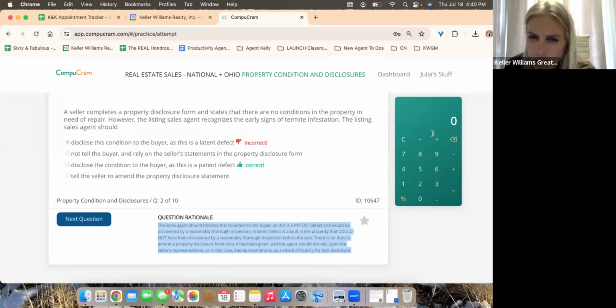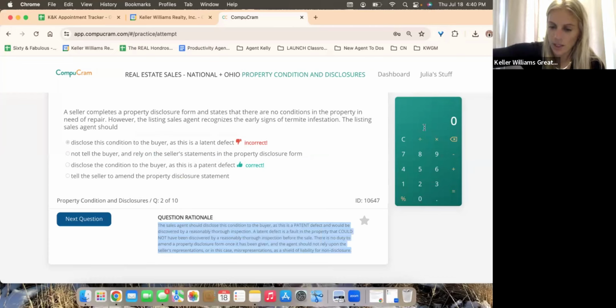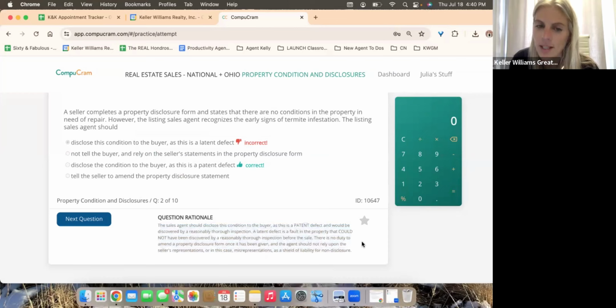And that was a tricky question because hopefully your inspector will be able to see this, but without the thorough inspection, you wouldn't know that there would be early signs of termites. But the fact that they named it is basically the best answer would be patent defect. That was a tricky one.